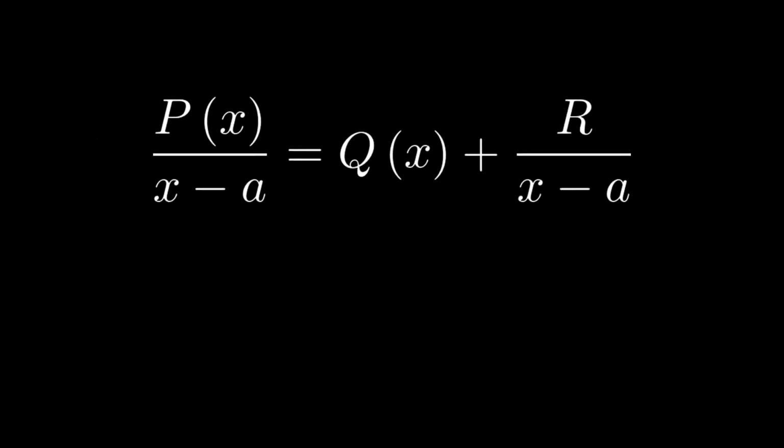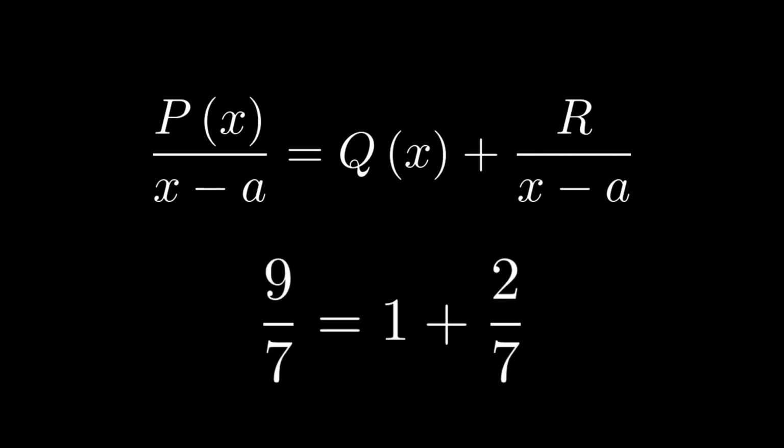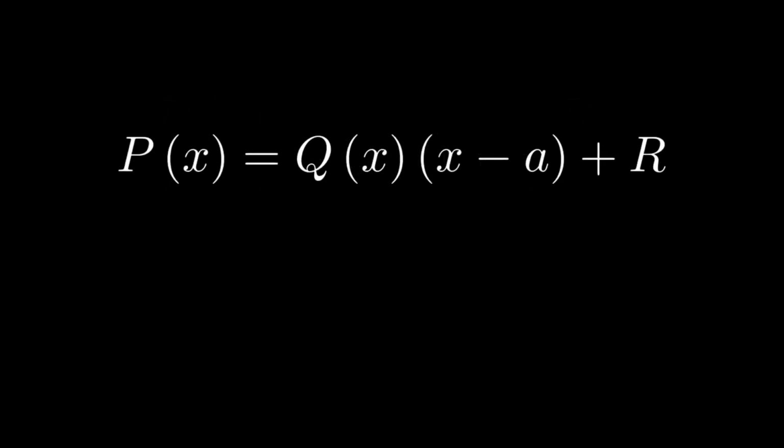I love the simplicity of the remainder theorem. If we divide some polynomial by x minus a, we get the quotient plus a remainder divided by x minus a. It's the same principle as normal division. If we divide 9 by 7, the quotient is 1 and the remainder is 2, so 9 over 7 is 1 plus 2 over 7. If we multiply everything by x minus a, we can write p of x as q of x times x minus a plus r. The remainder theorem says that the remainder is p of a.